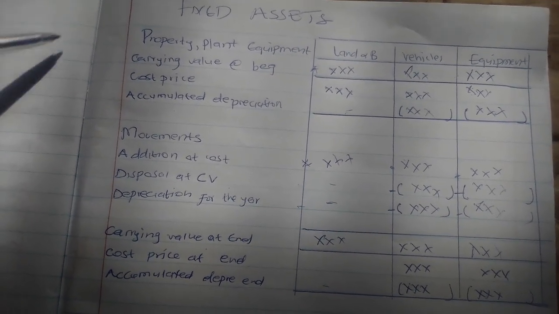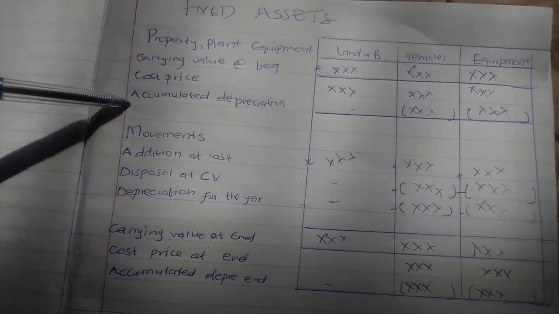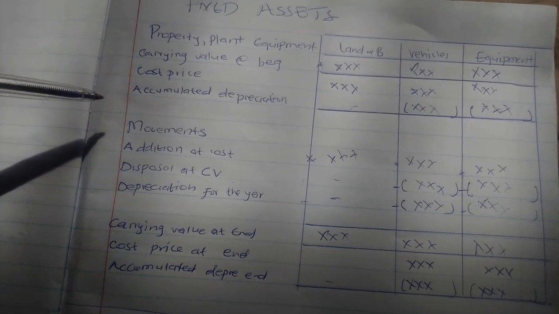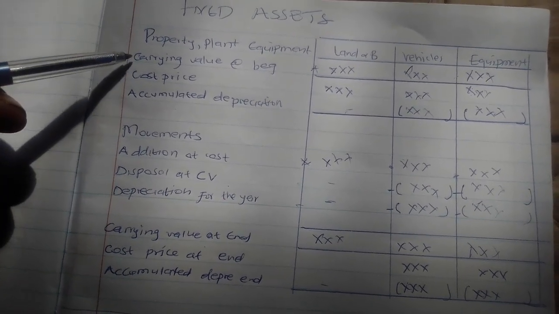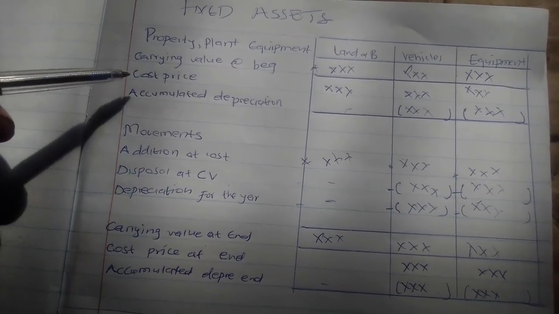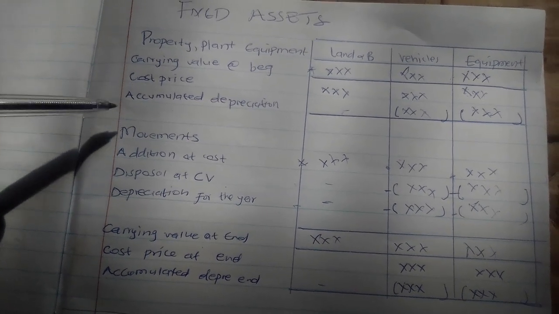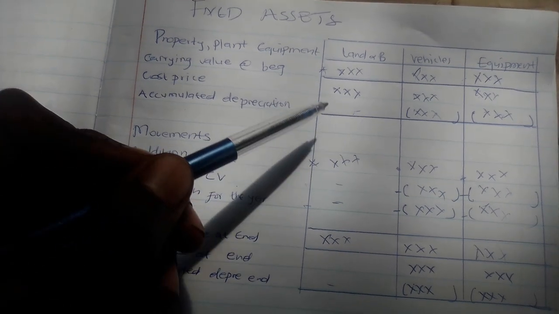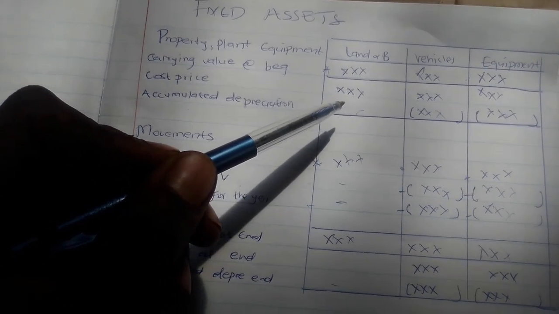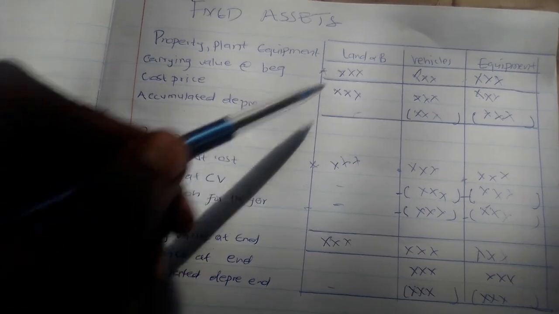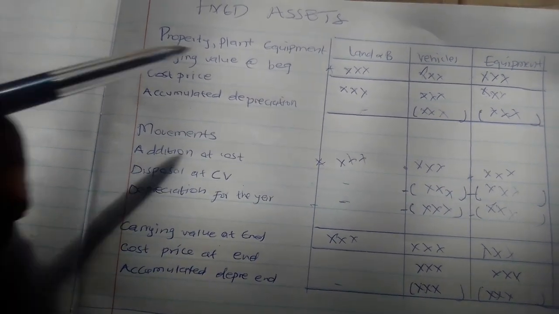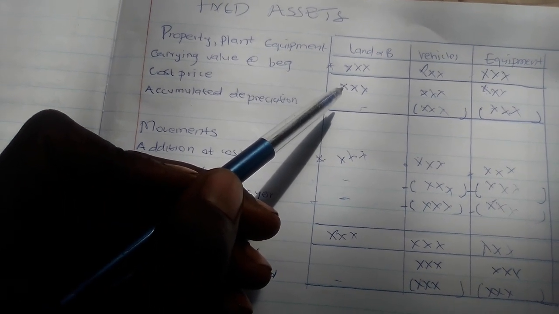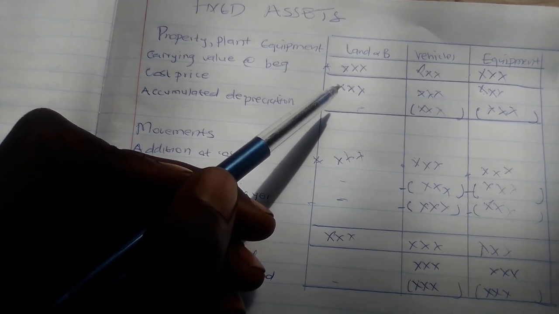Okay, so we are going to start with the upper part of our property, plant and equipment. In order for us to get the carrying value at the beginning, we must have the cost price and accumulated depreciation. If we take accumulated depreciation and less it from cost price, then we will get the carrying value. This cost price is the amount that you are going to get from our trial balance. It's the cost price at the beginning.